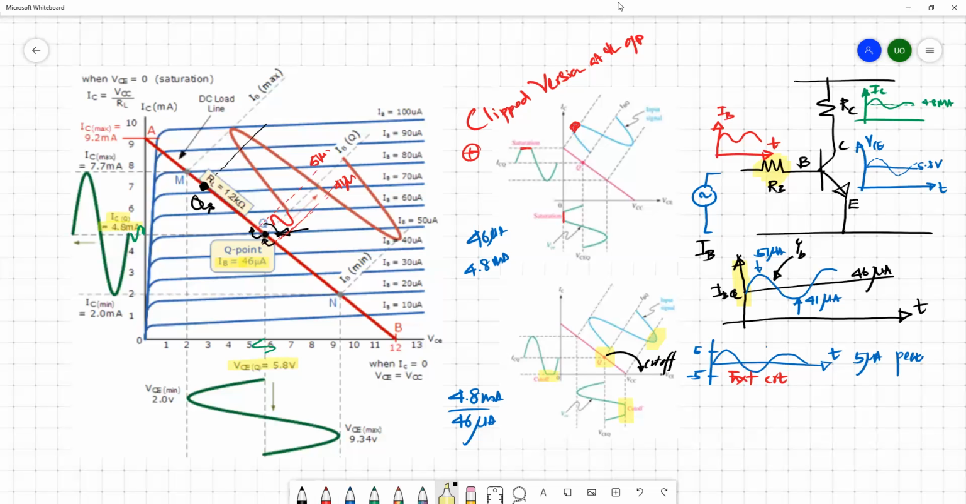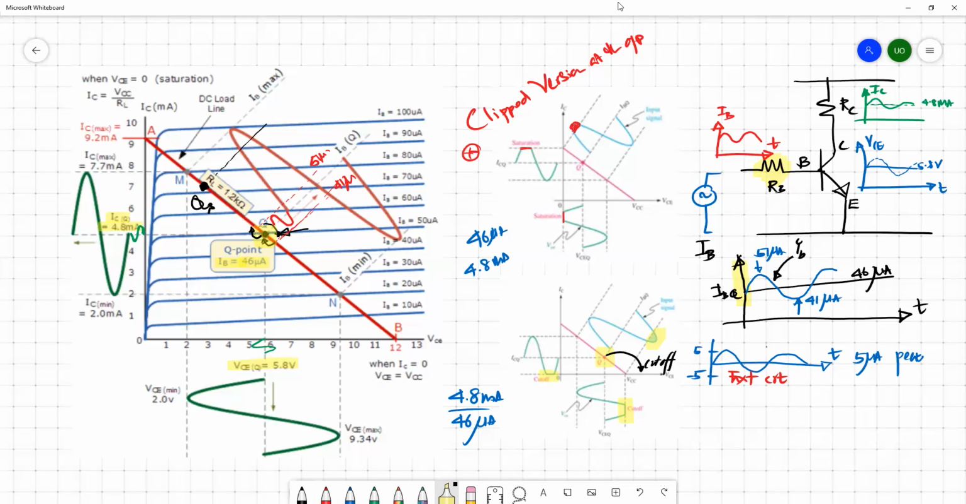So there is a conclusion we can make. If you place your Q point more towards saturation or more towards the cutoff, there is a higher probability of moving the signal to either cutoff or saturation. So what we can simply do is place the Q point in the middle of the load line. Then we can get a maximum swing between these two extremes. If you place your Q point close to saturation or cutoff, you cannot have this maximum swing.